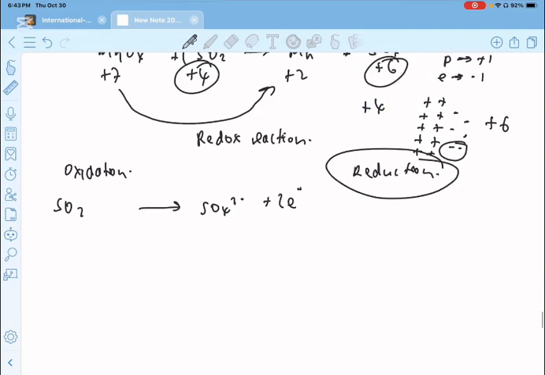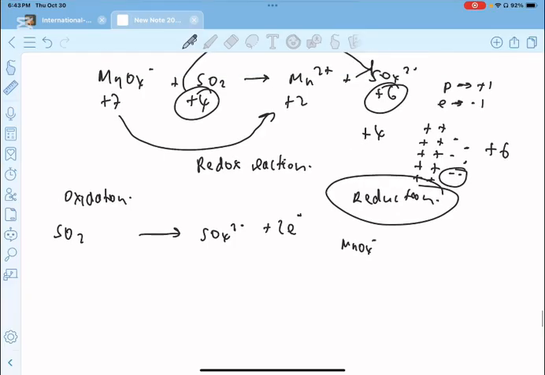Now, for reduction, we know that MnO4 minus, we can write that on one side, and we can write Mn2 plus on the other side, okay? Again, the charge has gone from plus 7 to plus 2, so that means that 5 electrons have been added, okay? So write plus 5 electrons. That's basically how to write the half equation for these.